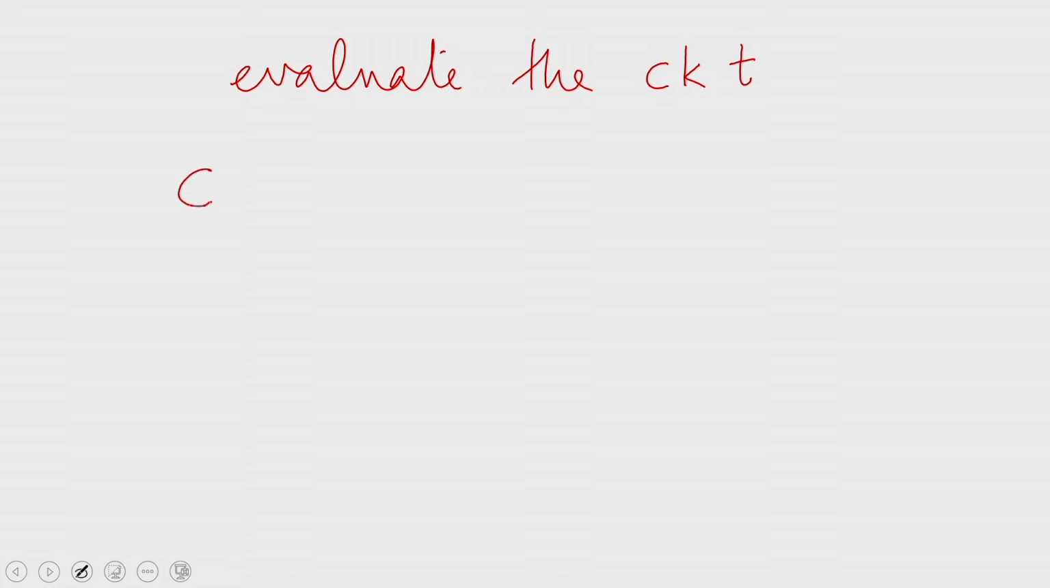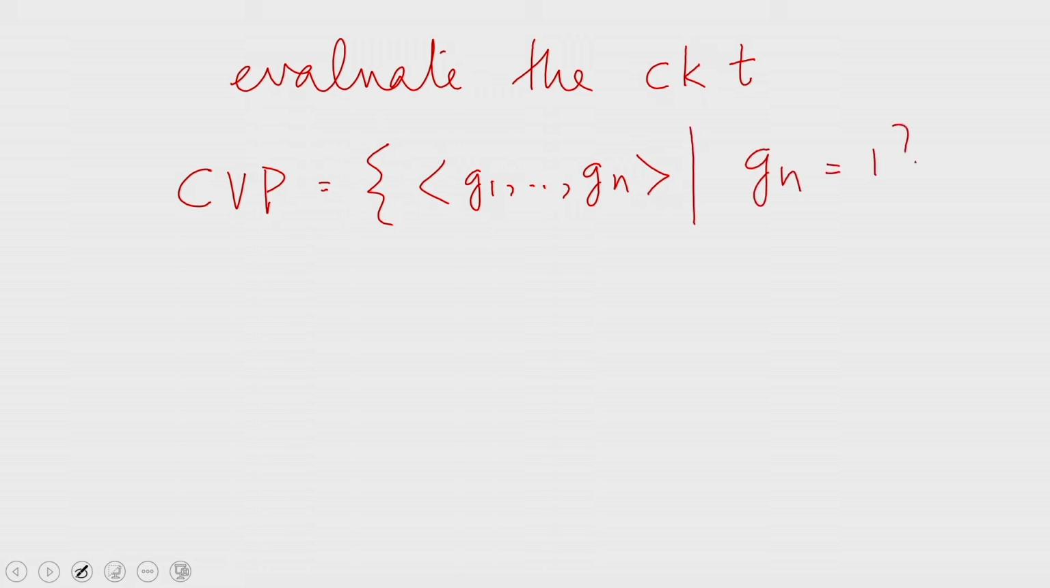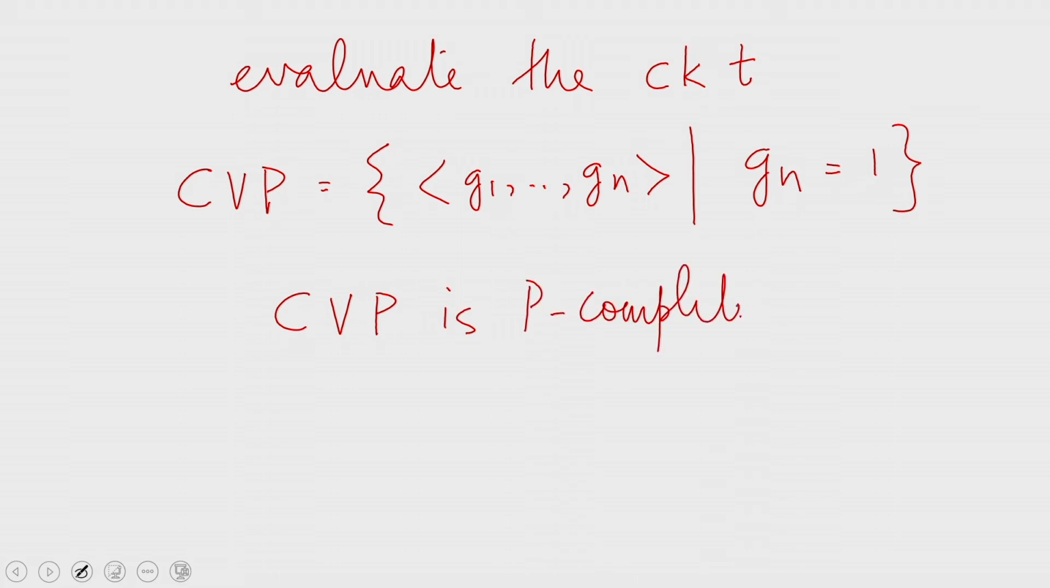So we define the circuit value problem as the set of all ordered pairs G1 through Gn such that Gn evaluates to 1. We shall show that CVP is P-complete for NC reductions. From the definition of P-completeness for NC reductions, we know that a language is P-complete for NC reductions if it belongs to P, and then every language in P NC reduces to this language.